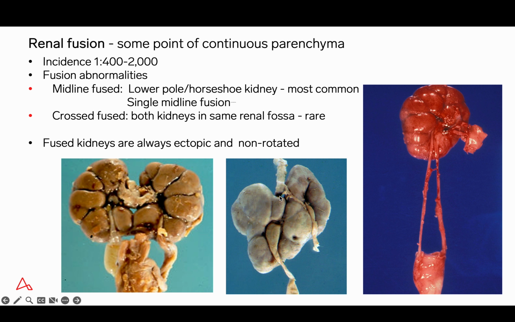Here's another example of a somewhat horseshoe-shaped kidney in which there is a much larger degree of renal fusion. Again, notice the ureter and pelvis are anterior, and this is the most extreme form of fusion in which we have a central midline mass, but with two ureters normally located in the bladder. So fused kidneys are always ectopic and usually non-rotated as well.